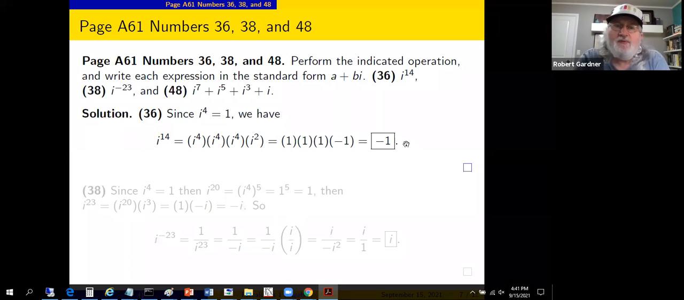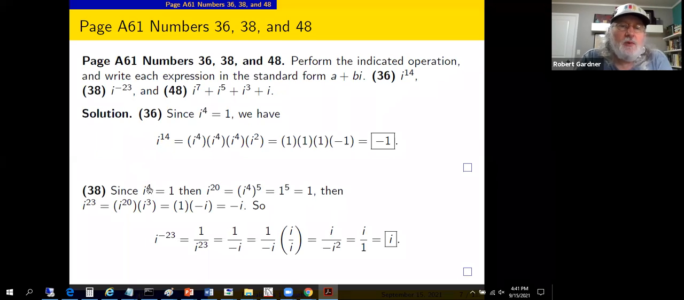The multiples of 4 can be, in some sense, ignored. Strictly speaking, they're not ignored. They're 1. They generate a 1. Well, that doesn't change anything when you're taking products. How about i to the -23? Well, let's do the same thing. i to the 4th is 1.